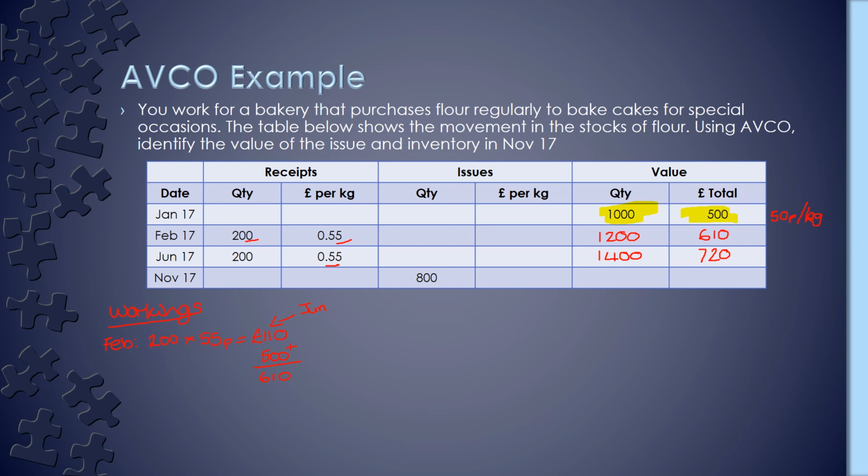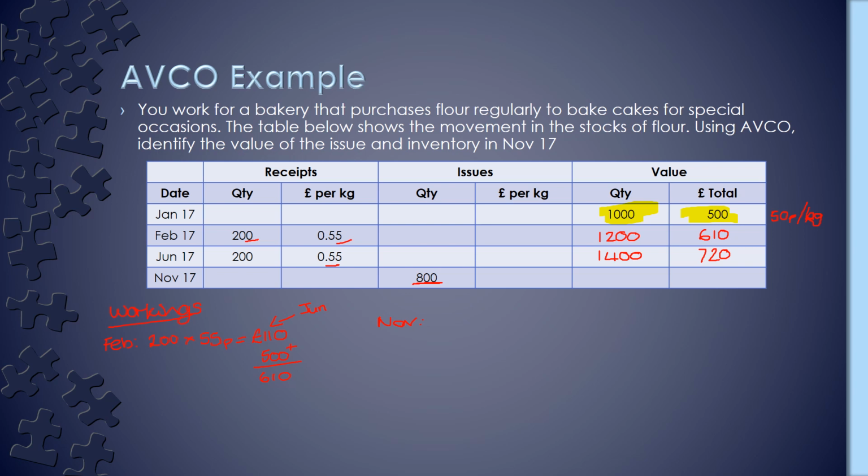So in November, we then issued out, to make this special cake, 800 kilos of flour. So using AVCO then, the first thing we need to do is understand what price per kilo are we going to do this issue at. So the first thing we're going to do is work out what our price per kilo is on average of our whole stock. Okay, so we always do what our total value is divided by our total quantity.